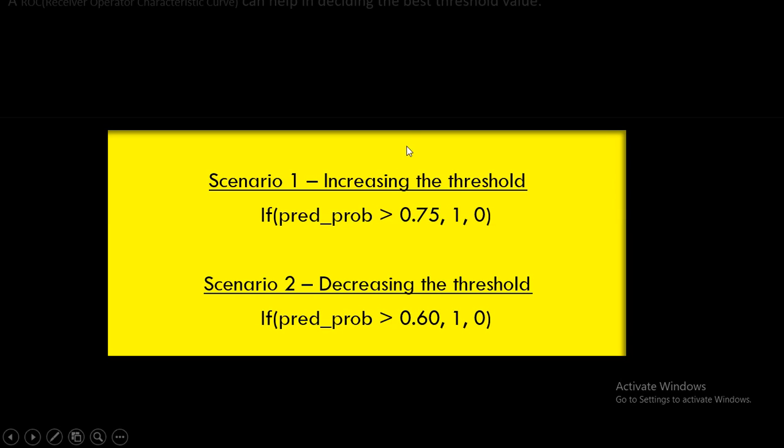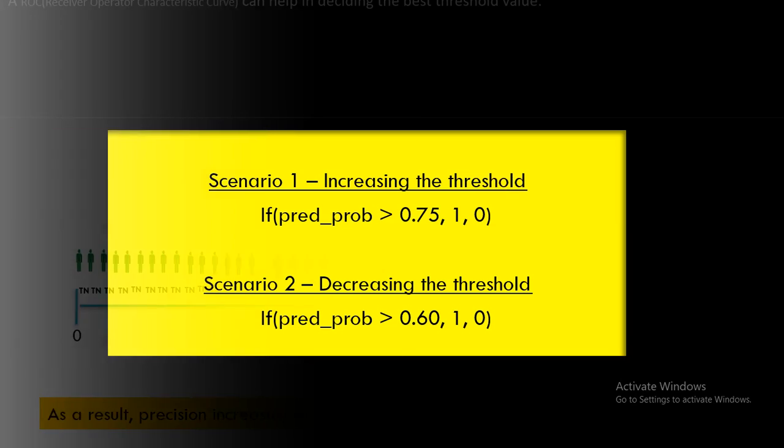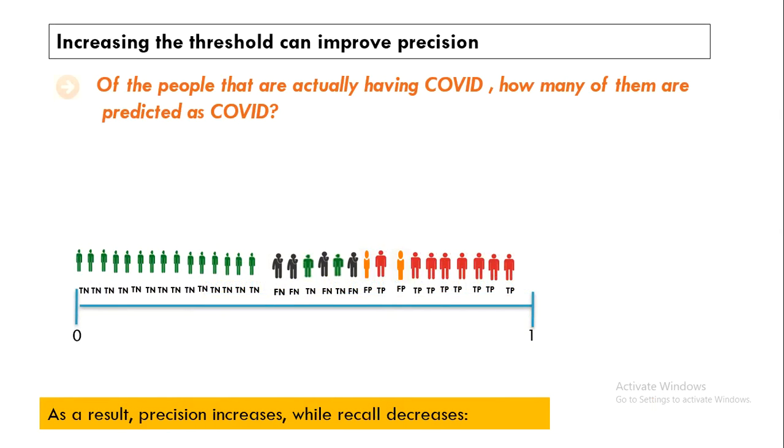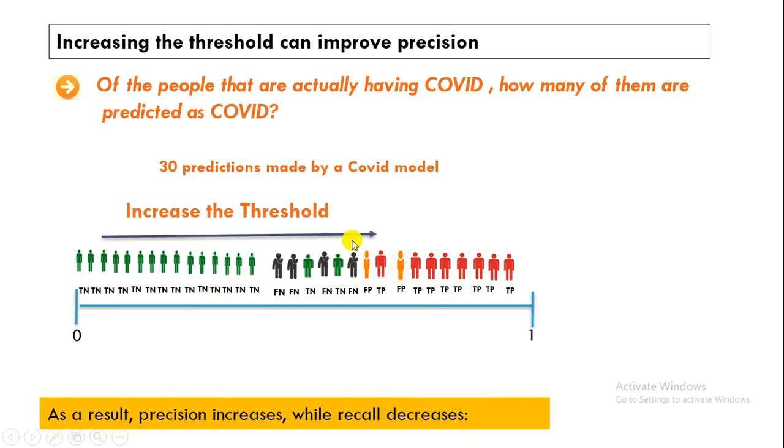At this moment, understand what is the impact of adjusting the threshold values, increasing and decreasing. What is the effect of increasing and decreasing the threshold value? So in this case, we have some misclassification also. The black colored people are false negative, and the amber colored people are false positive.